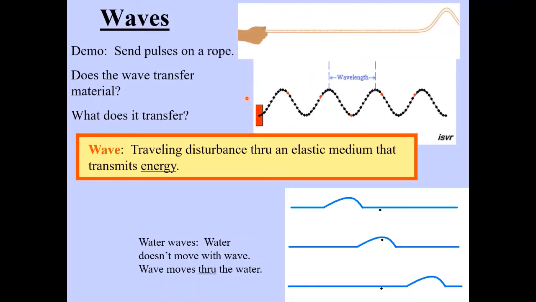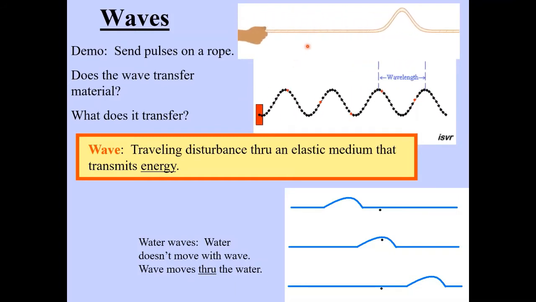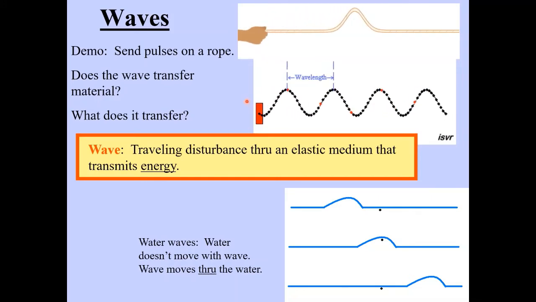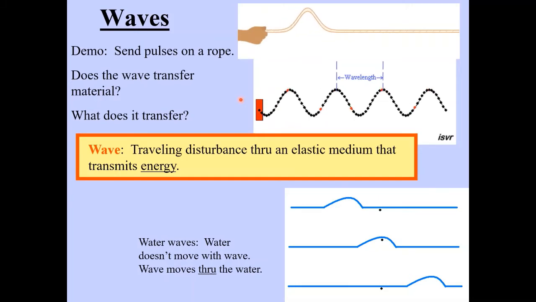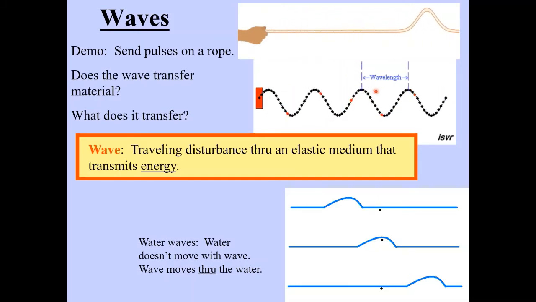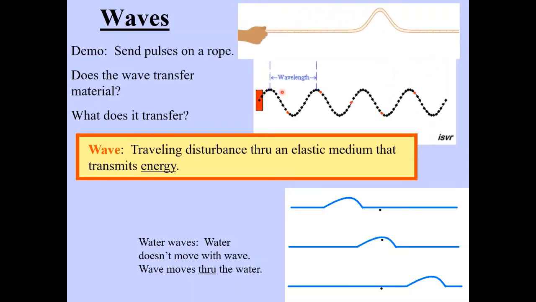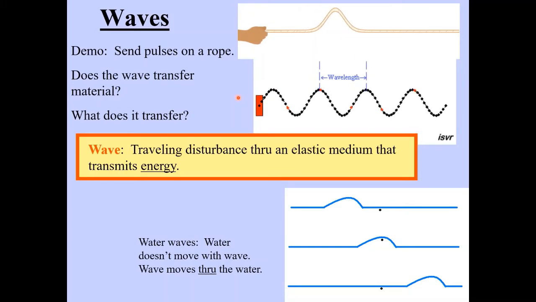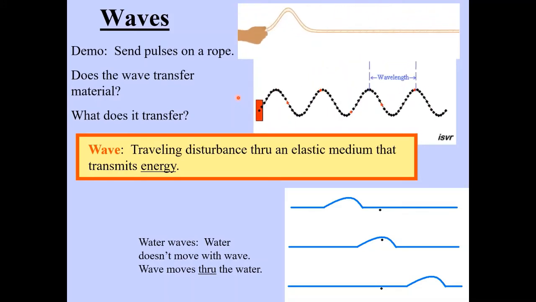But what is actually moving then? If the material of the rope is actually not moving down the rope, what is transferring? Well, what is actually transferring is energy. The other thing I'll point out here is you can see that we can define the wavelength of this wave as the distance between two consecutive peaks. And we'll talk more about the wavelength and period and frequency of the wave a little bit later.